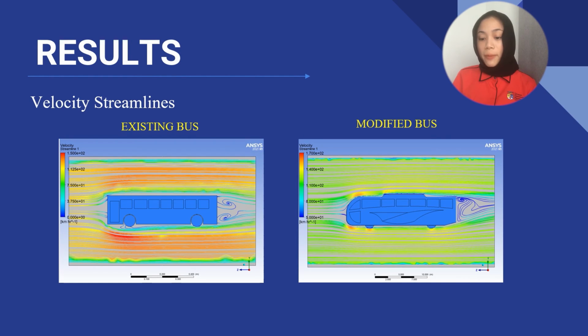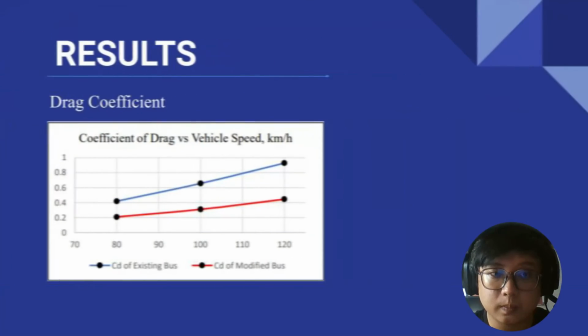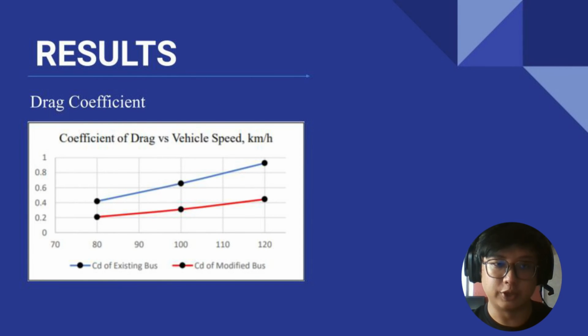The curved end at the bottom part of the bus has improved the flow pattern. Observing the modified bus streamlines, it is clear that the flow is much more streamlined and the wake region behind the bus has decreased drastically, resulting in a significant reduction in the drag coefficient for the modified bus when compared to the existing bus. Now I'd like to talk about the drag coefficient.